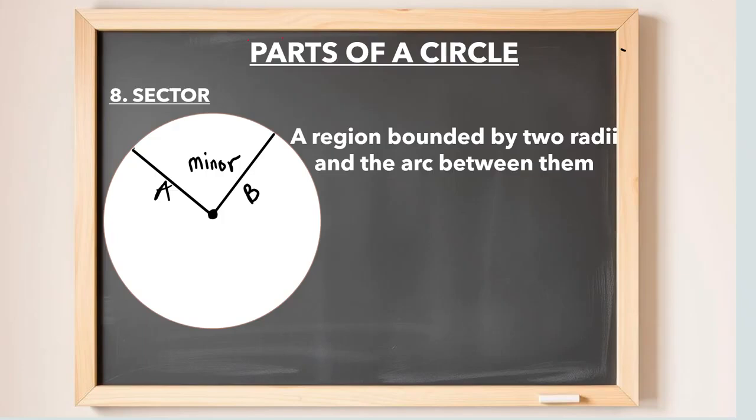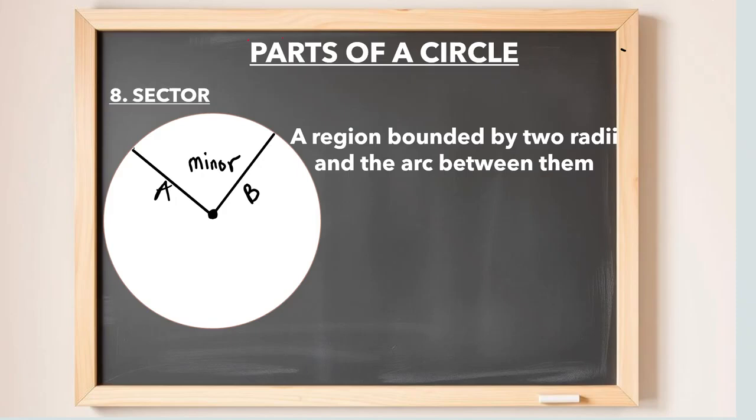Now let's have a look at this. This is one radius. We have radius, we have radii. And look at B, this is another radius. So the 2 radii form an arc. And this is a sector.